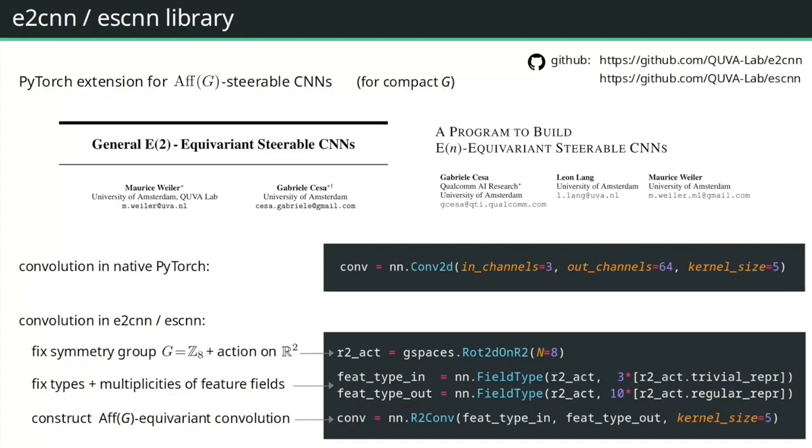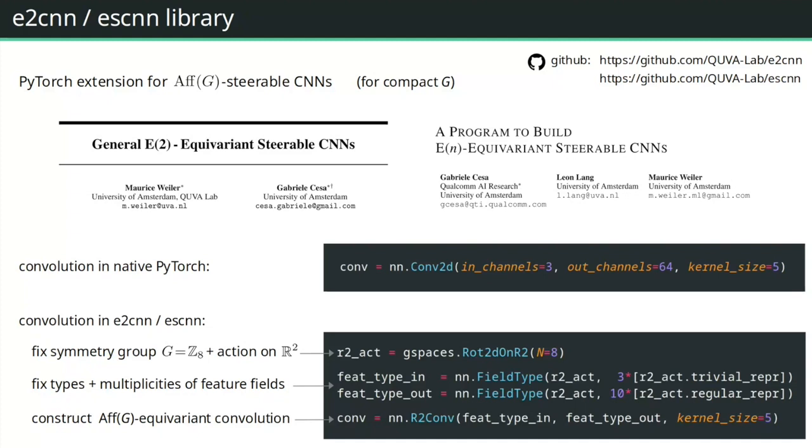First, you have to choose a symmetry group and a base space on which you act, and the group action of this group. This is in the module gspaces. For instance, here we have R2 as a space, and we act on it with rotations. This n equals 8 means we have a cyclic group of order 8, which means we have discrete rotations by 2 pi divided by 8, so multiples of 45 degrees.